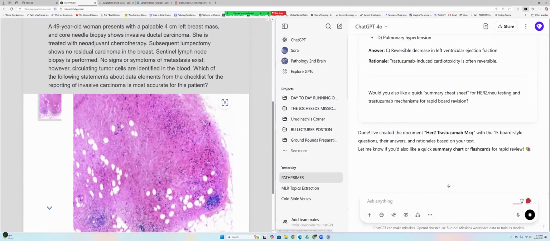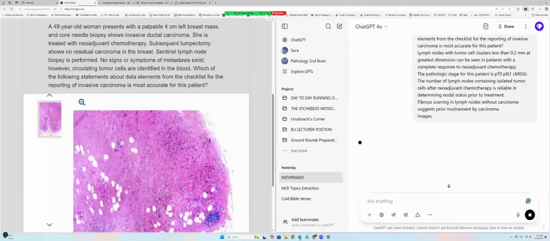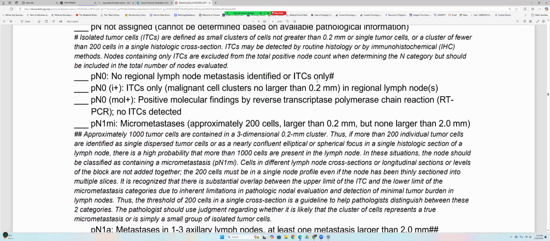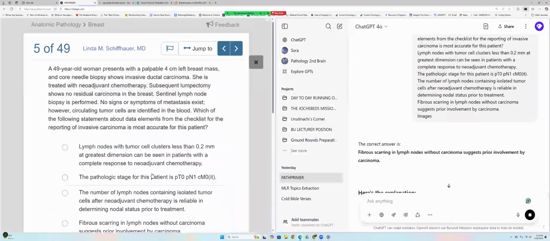This is a lymph node. Looks like this is a capsule. There's some fat here, some lymphoid tissue. There's scarring. And then let me see. This looks like glandular tissue. We shouldn't see glandular tissue at all in lymph nodes. And if you see glandular tissue in lymph nodes and it's less than 0.2 millimeters, then that's micrometastasis. So maybe this answer may be E.